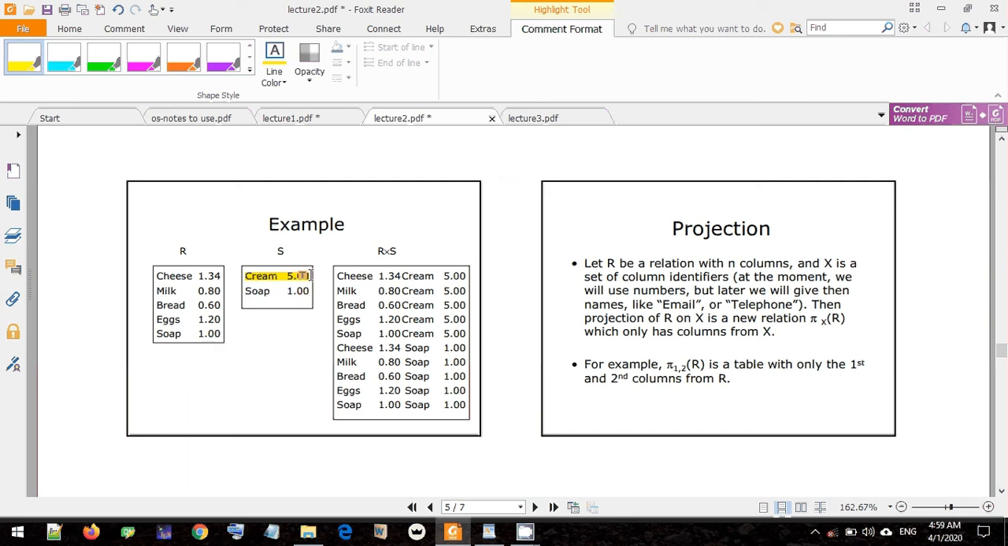Now let's start with cream. We take cream, and then element R: cream cheese, cream milk, cream bread, cream egg, cream soap. Now we go to the next. We take soap: soap cheese, soap milk, soap bread, soap egg, soap soap. That gives us the Cartesian product of the entire relation.